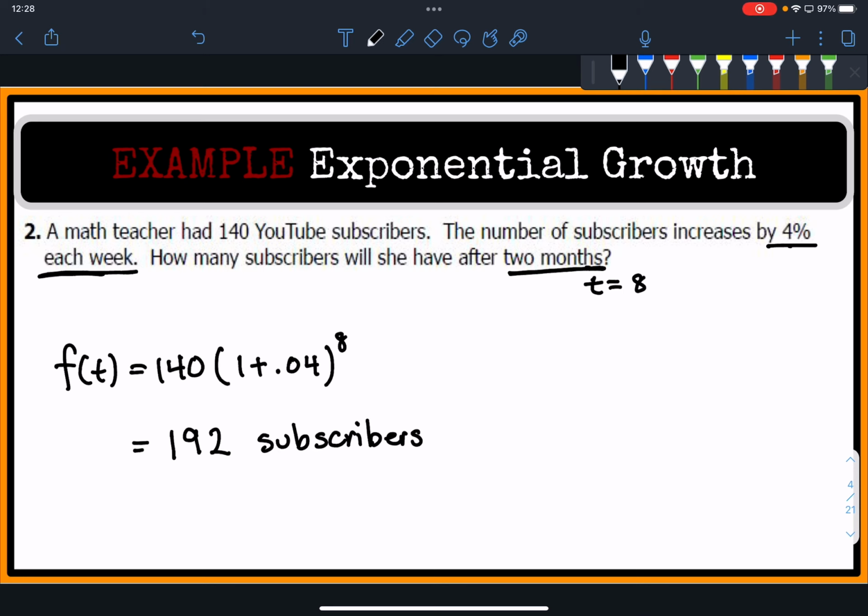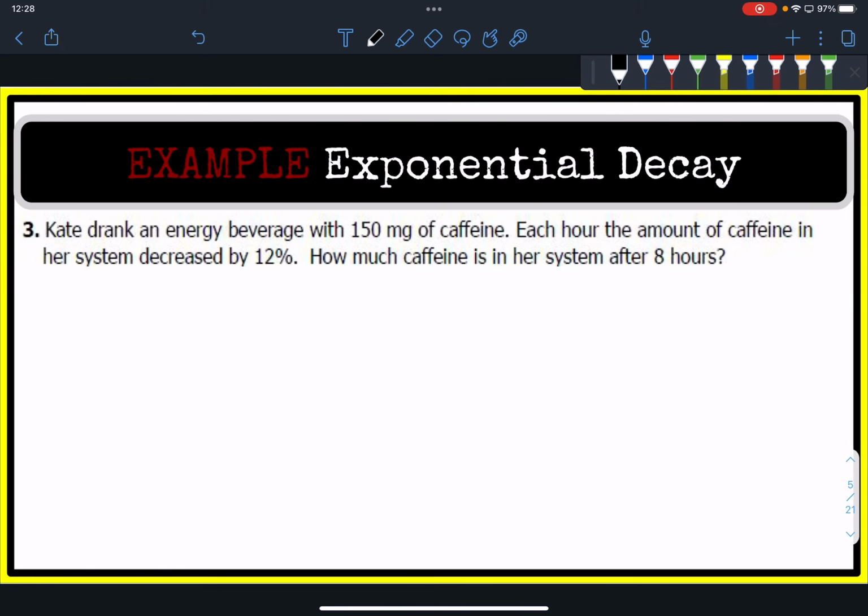Now let's compare this to an exponential decay. For an exponential decay, we have here that Kate drank an energy beverage with 150 milligrams of caffeine. Each hour, the amount of caffeine in her system is going to decrease by 12%. So how much caffeine is in her system after 8 hours? So our function will now subtract 12%, which is 0.12 as a decimal, from 1. And we want to know, if I do this 8 times, every hour for 8 hours, how much caffeine is going to end up being in her system.